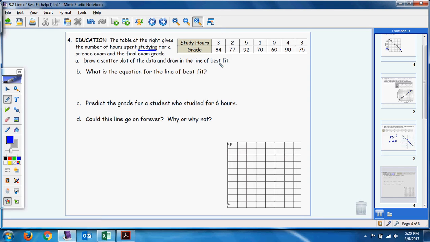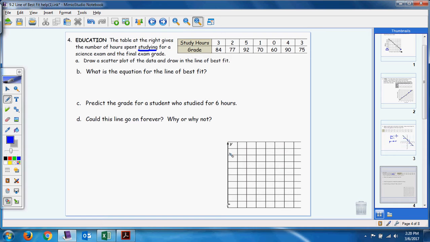and draw in the line of best fit. What is the equation for the line of best fit? Exactly what we just did previously. Now you're going to do the extension. Predict the grade for a student who studied for 6 hours. Could this line go on forever? Why or why not? So I'm going to actually ask you guys to do this one on your own.